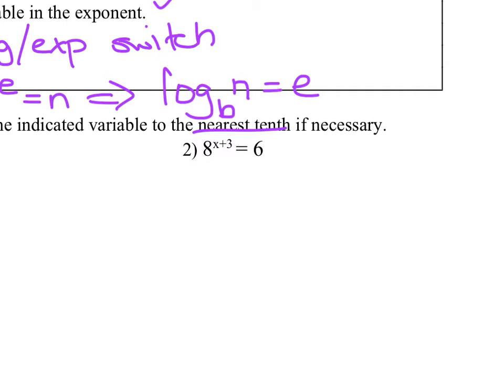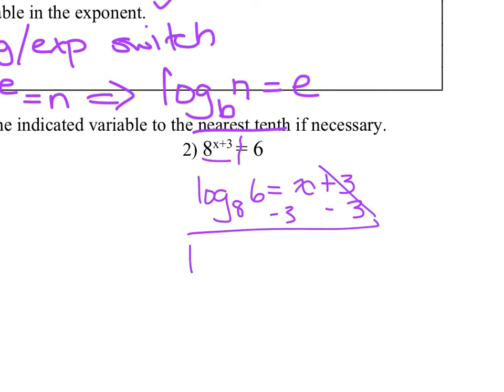So here we have the base is isolated. 8 to the x plus 3 is all by itself on this side of the equation. So then we solve. Log base 8 of 6 is equal to x plus 3. Nice. Now we solve this. Now there's two ways to solve this. You could put log base 8 of 6 into your calculator and then subtract 3. Or you could subtract 3 and then put it all in your calculator at the same time. It's up to you. Just be careful when you're doing these in your calculator. Do not put the minus 3 inside the parentheses.